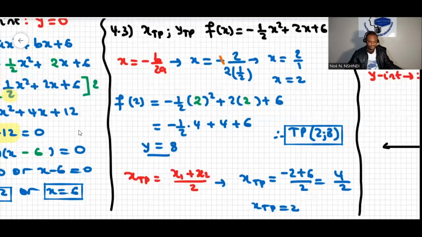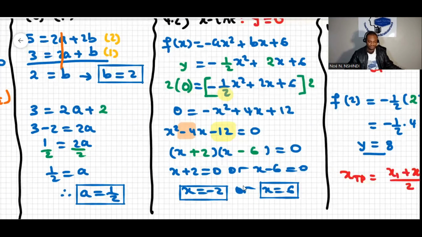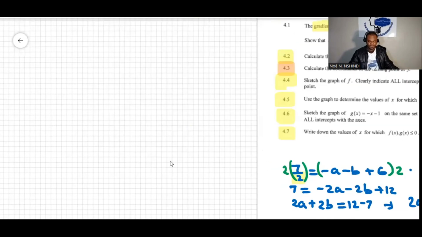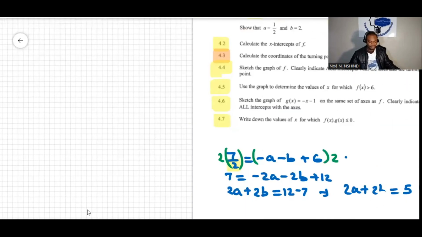Now the following question is question 4.7. It says write down the values of x for which f of x times g of x is less than or equal to 0. So we're looking for the value or values of x for which f of x times g of x is less than or equal to 0.